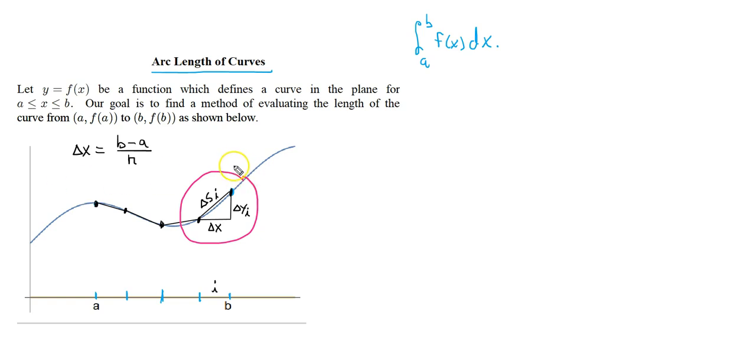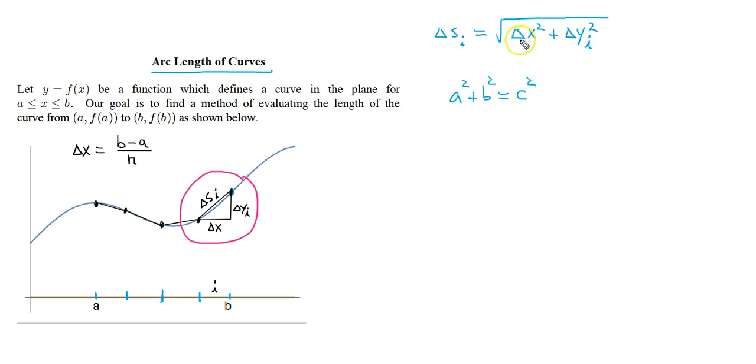So by the Pythagorean theorem, we have this result. That just comes from our Pythagorean theorem: a squared plus b squared equals c squared. So the a would be like the delta x, the b would be the delta y sub i, and the c would be our delta s sub i. And then of course you just solve for c by taking the square root of a squared plus b squared. So this is just a statement of the Pythagorean theorem.